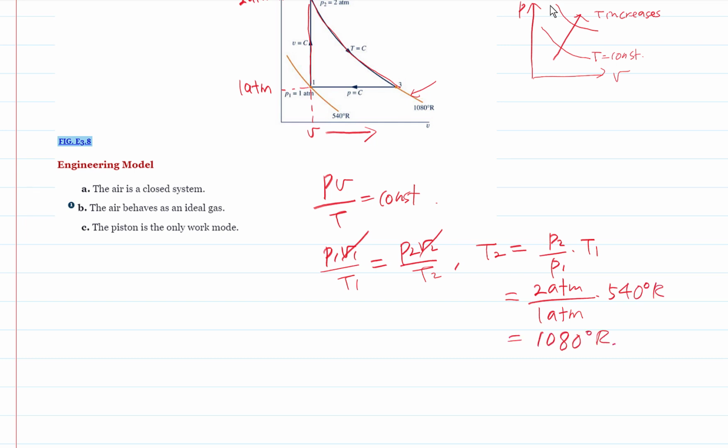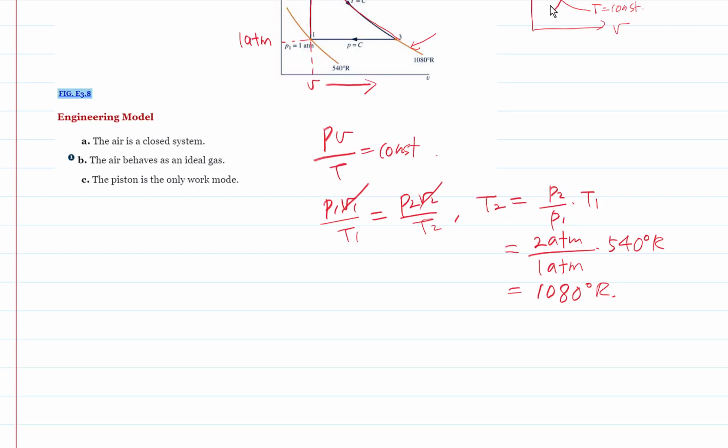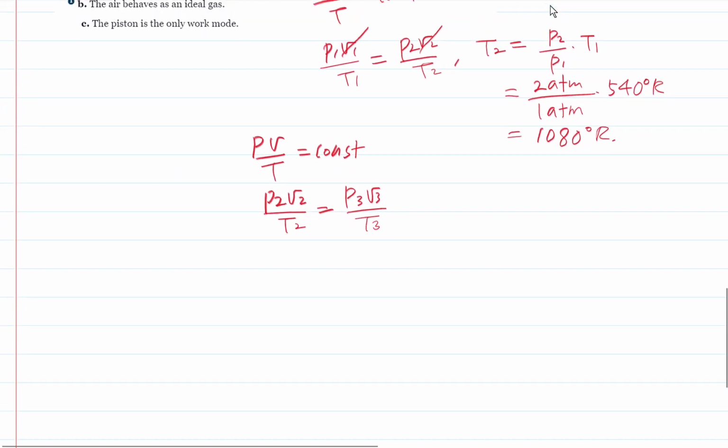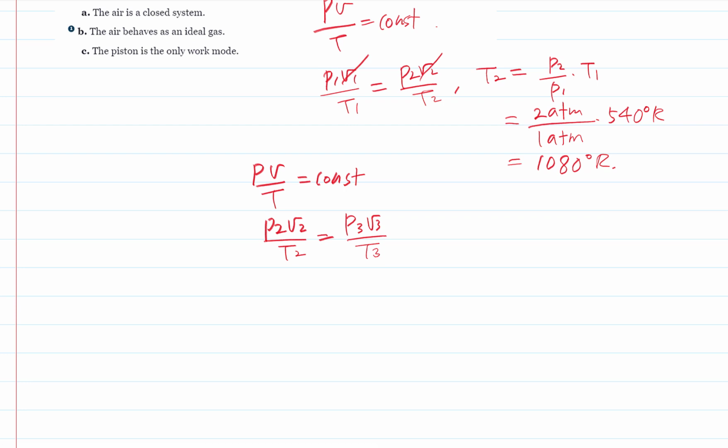So next we need to determine the specific volume at state 3. So we are going to use the same ideal gas model between state 2 and state 3. So during the process 2 to 3, temperature remains constant. So we cancel out temperature and solve it for specific volume at state 3.